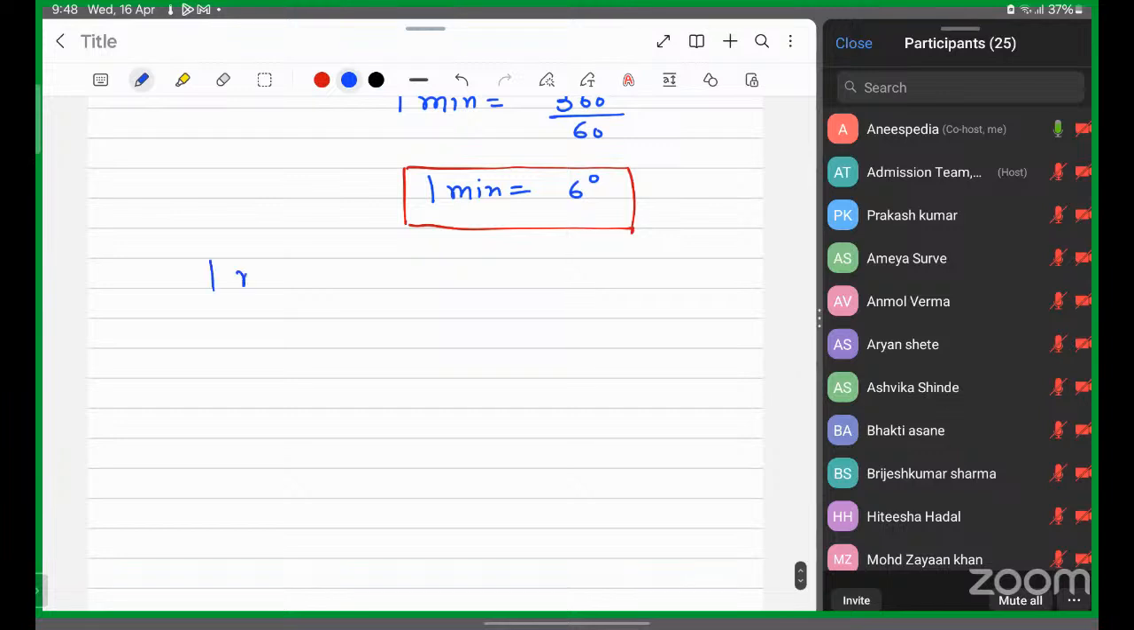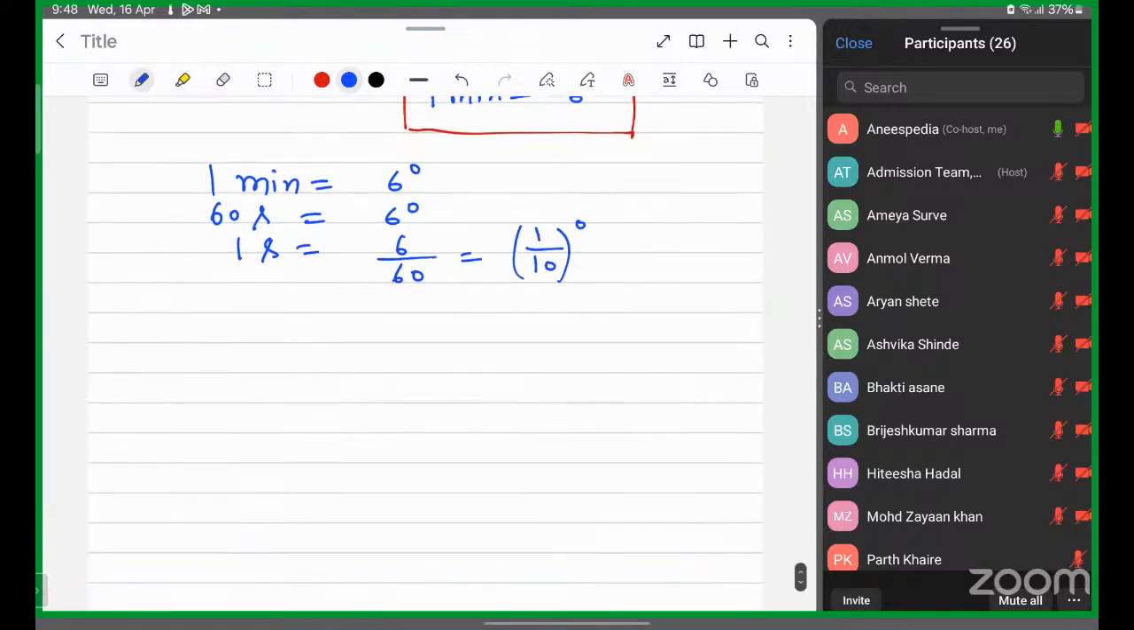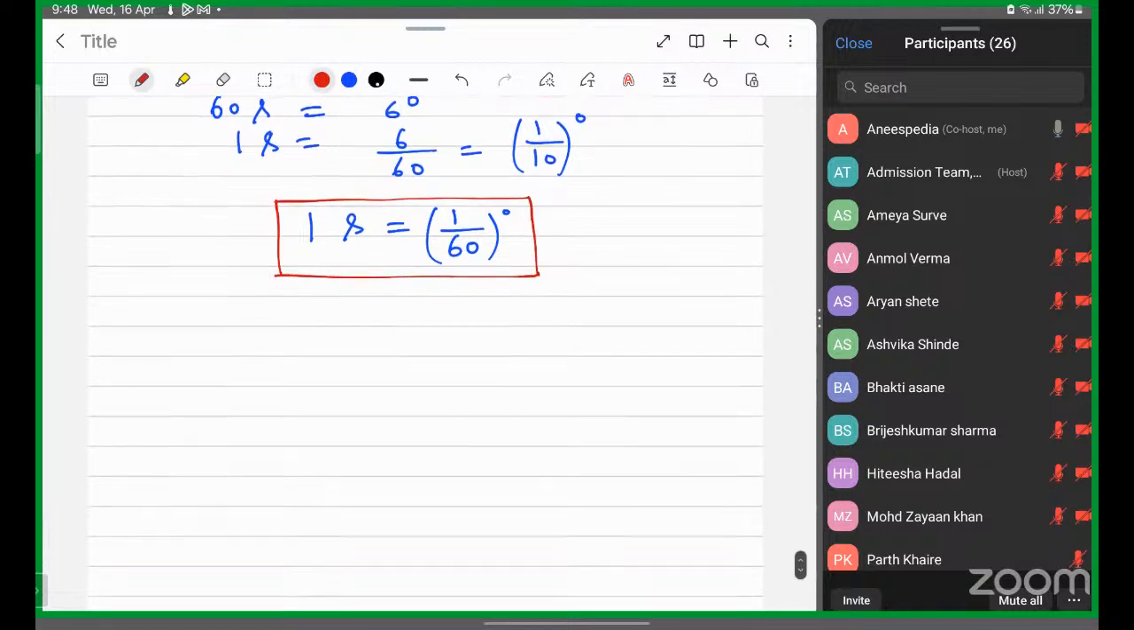Now 1 minute is 6 degrees. 1 minute is 60 seconds. So 1 second will be 6 by 60, that is 1 by 10 degree. So the minute hand in 1 second travels 1 by 10 degree.